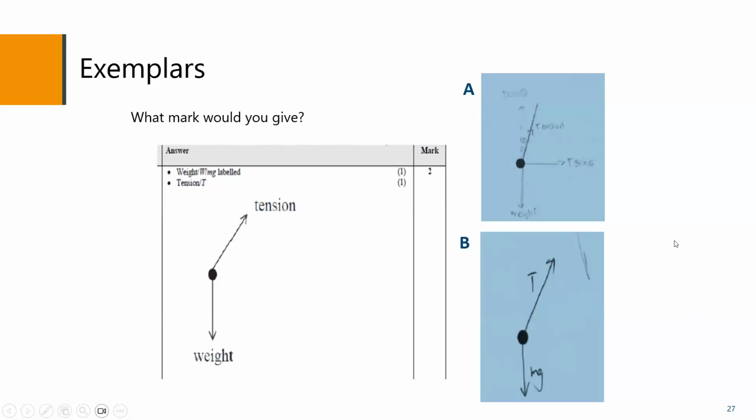So when you've marked it, if you want to put into the chat box, A and the mark you would give for A, and B and the mark you would give for B, and then we can compare notes in a couple of minutes.